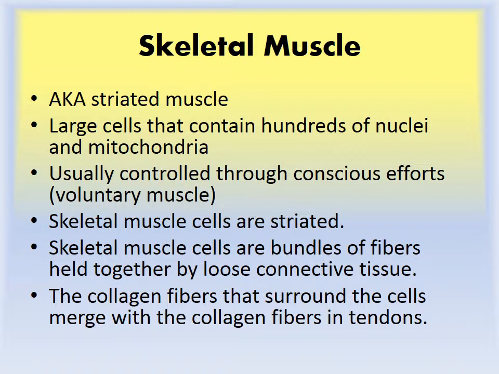The skeletal muscle tissue is under voluntary control. Skeletal muscles are striated, and skeletal muscle cells are bundles of fibers held together by loose connective tissue. We talked about that loose connective tissue in the connective tissue PowerPoint, remember. The collagen fibers that surround the cells merge with collagen fibers within fibers in tendons.